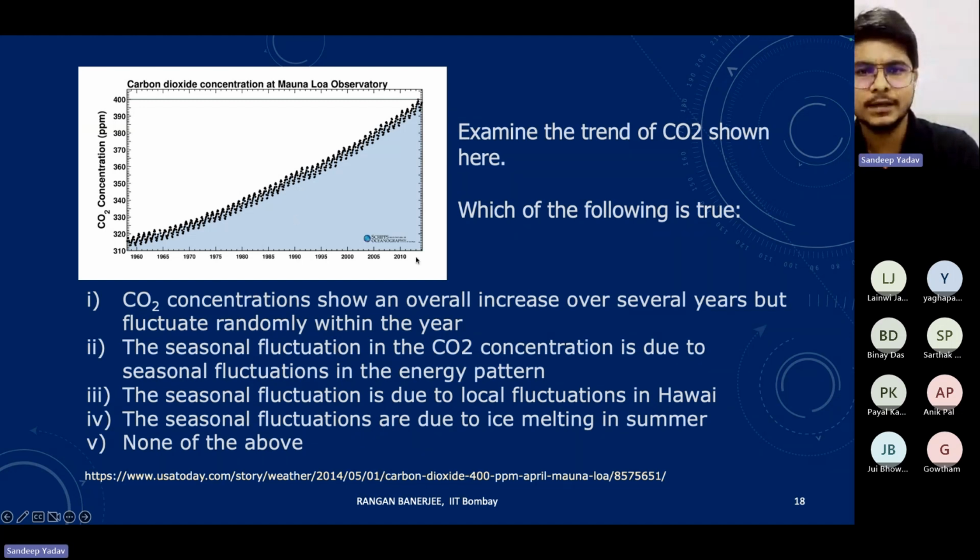We'll see that this question is already solved, but I will give you a brief. We can see that CO2 concentration fluctuates randomly within the years, but it's constantly increasing over the years, as we can see.